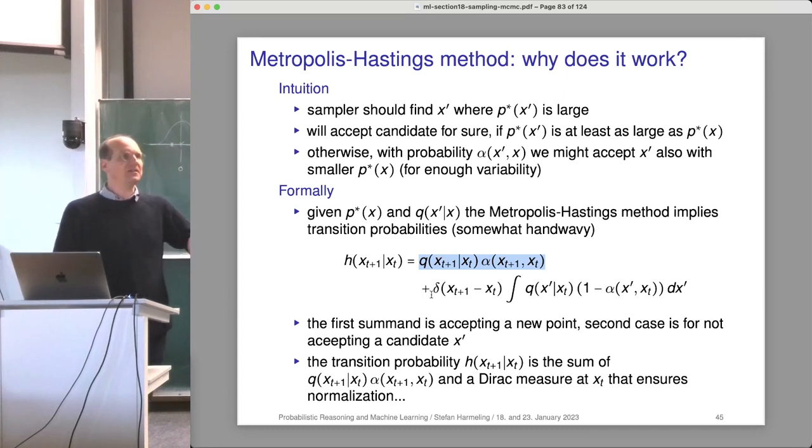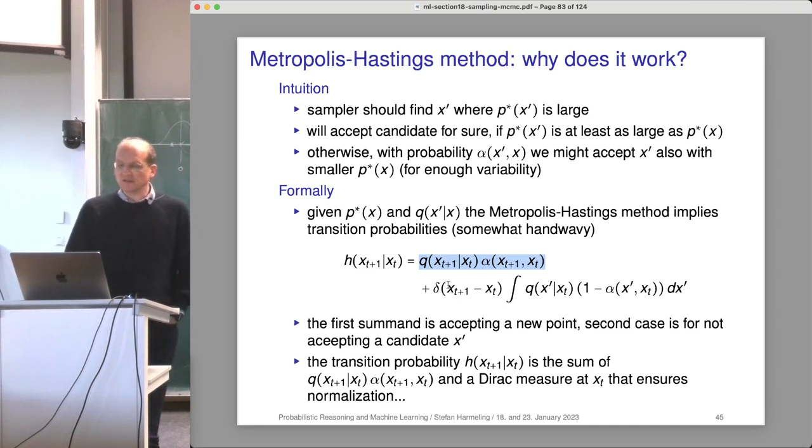And then I'm having a delta peak for staying where I am. And I need to scale this delta peak with the missing probability value, so that everything will sum up to 1. Okay? So far, so good. So this Dirac delta stuff is the weird part.